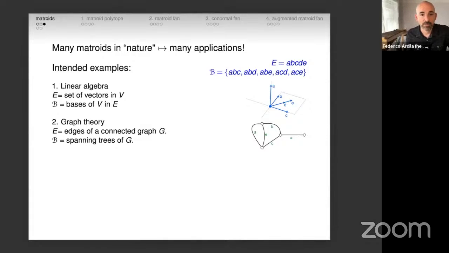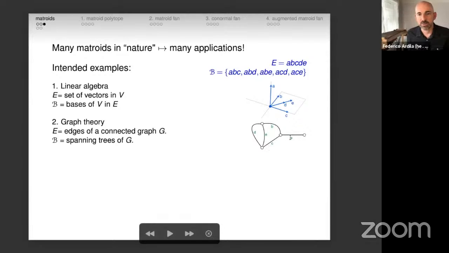If you have a graph, which I have drawn over here as an example, and if you look at the collection of edges of the graph, A, B, C, D, and E in this case, and if you look at the collection of spanning trees, so what's a spanning tree? A spanning tree is a set of edges that connects the whole graph without forming any cycles. Okay, so if you want to form a spanning tree in this collection, let's just figure out what the spanning trees are. So if you want to be able to connect this far vertex, you need to use edge A.